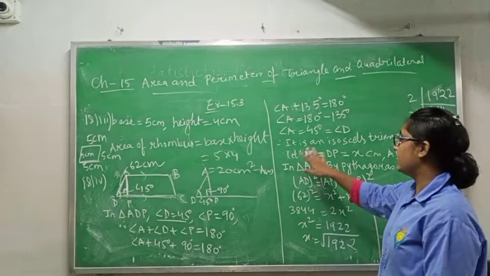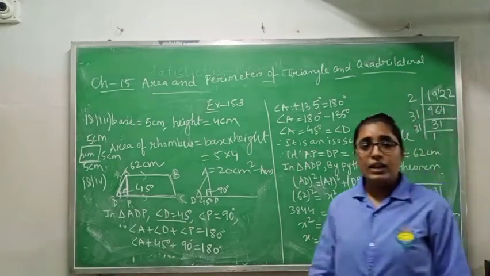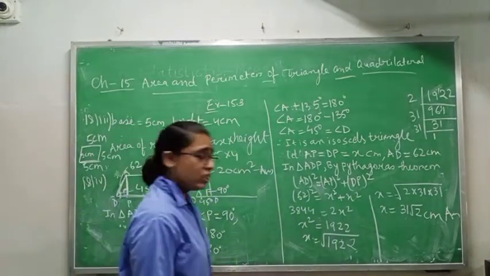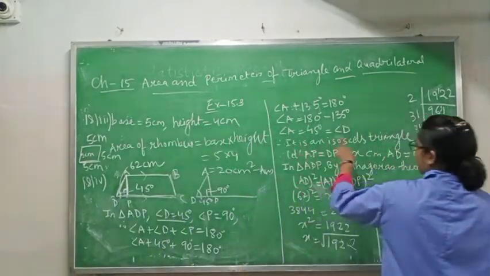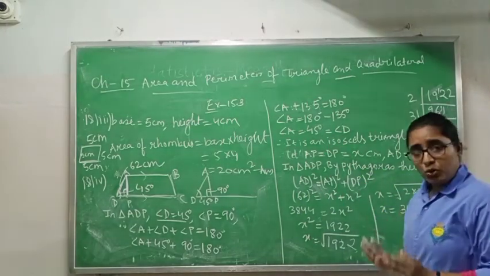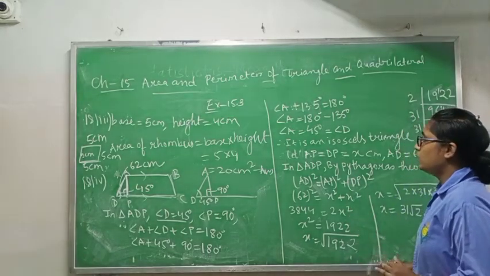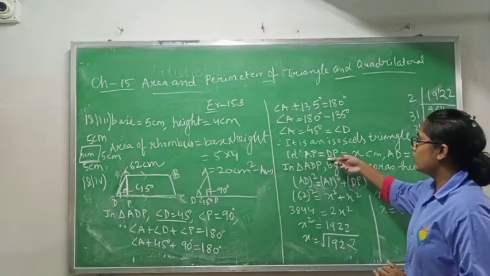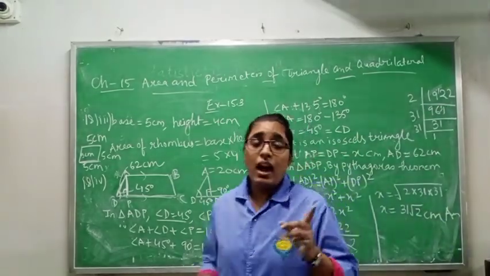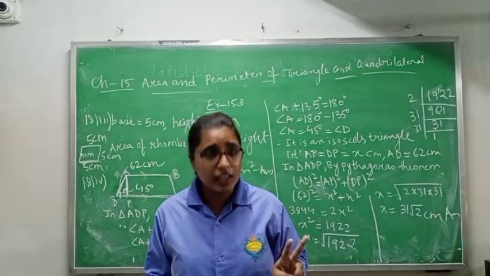It means that it is an isosceles triangle. Why? When two angles are equal, and one is 90 degree, it means that it is an isosceles triangle. Okay, so therefore it is an isosceles triangle. Okay, now we have proved first that this one is an isosceles triangle. After that, what we will do? Let AP equals DP equals x centimeter. Which two sides? Since it is an isosceles triangle, it means that two sides will be equal.